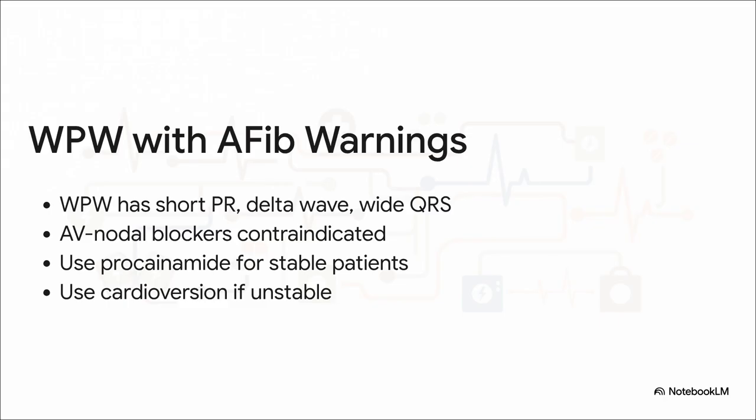Why? Because those drugs block the normal pathway, which forces all those rapid atrial impulses right down the accessory pathway. That can easily degenerate into ventricular fibrillation. Instead, you can use procainamide for stable patients or synchronized cardioversion for the unstable ones.